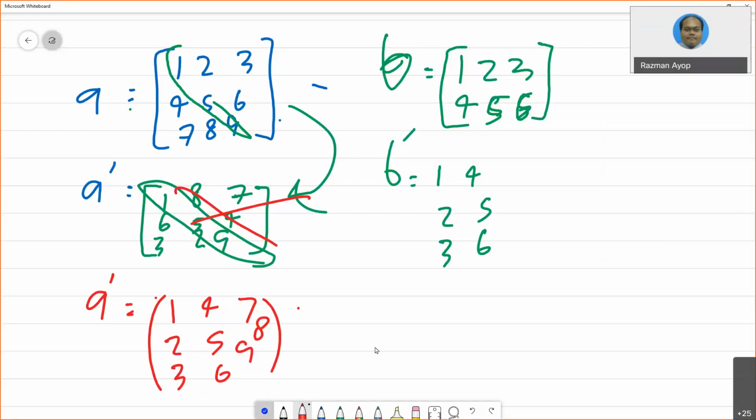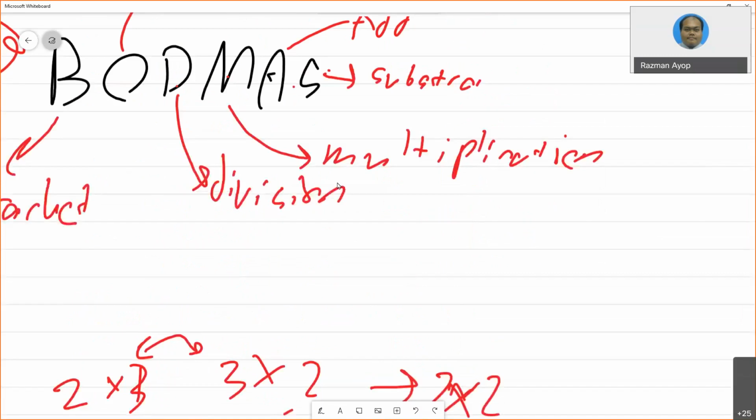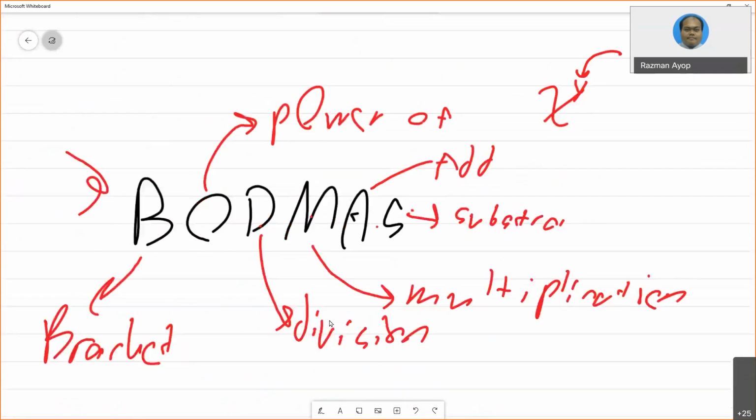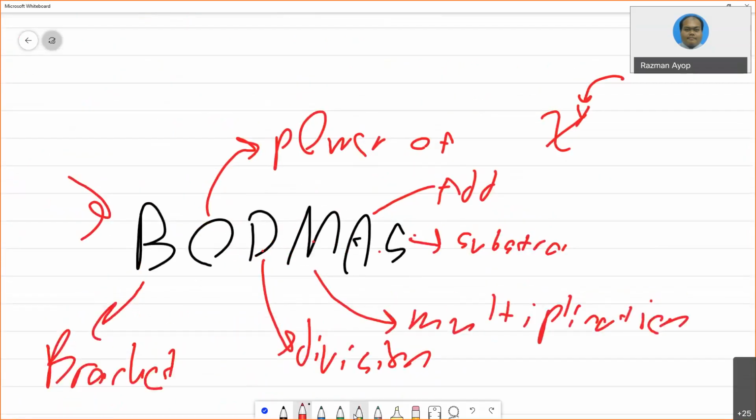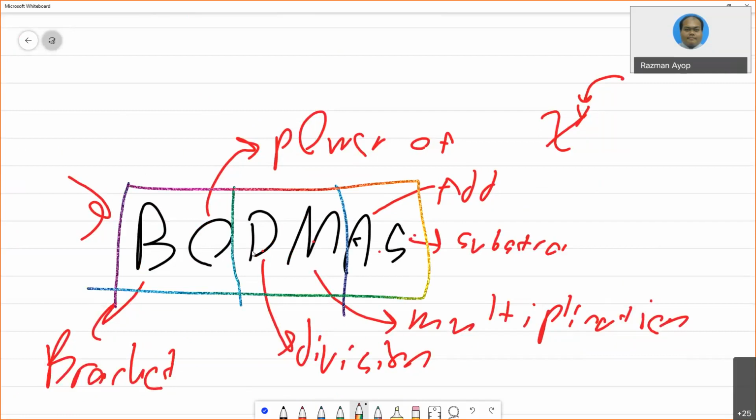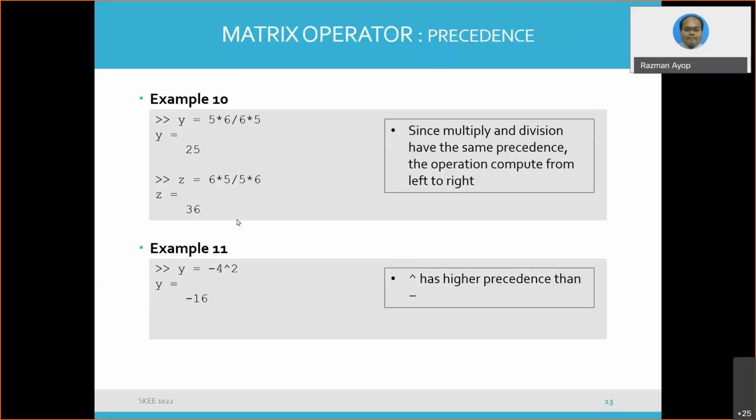So if you look here, basically this one has the same level. Bracket and power of have the same level. Division and multiplication have the same level. Addition and subtraction have the same level. So make sure you understand it, because it is important for you to do operations in MATLAB.